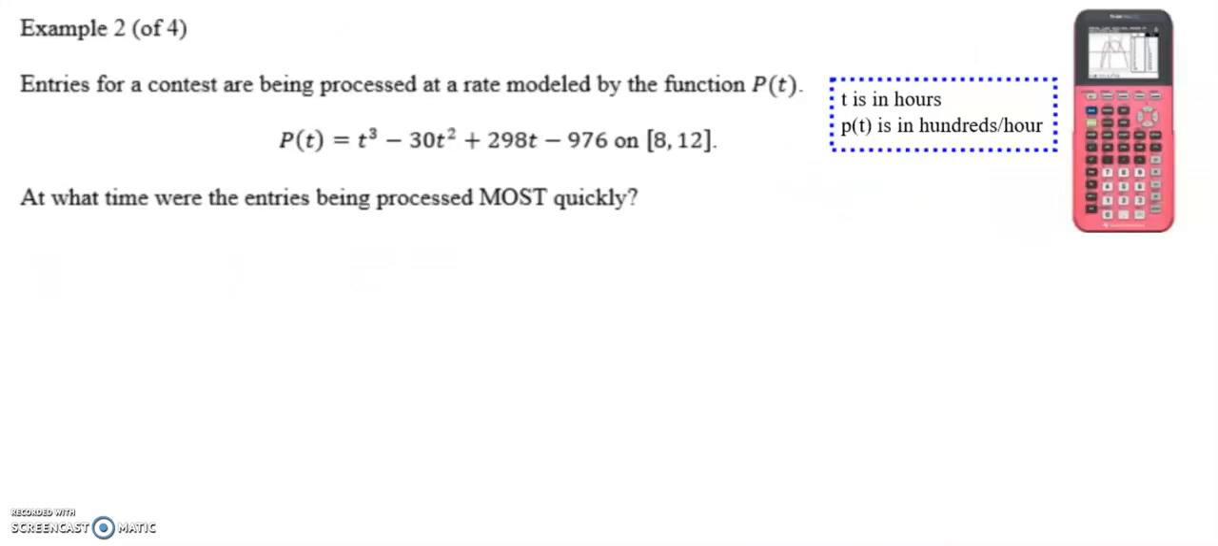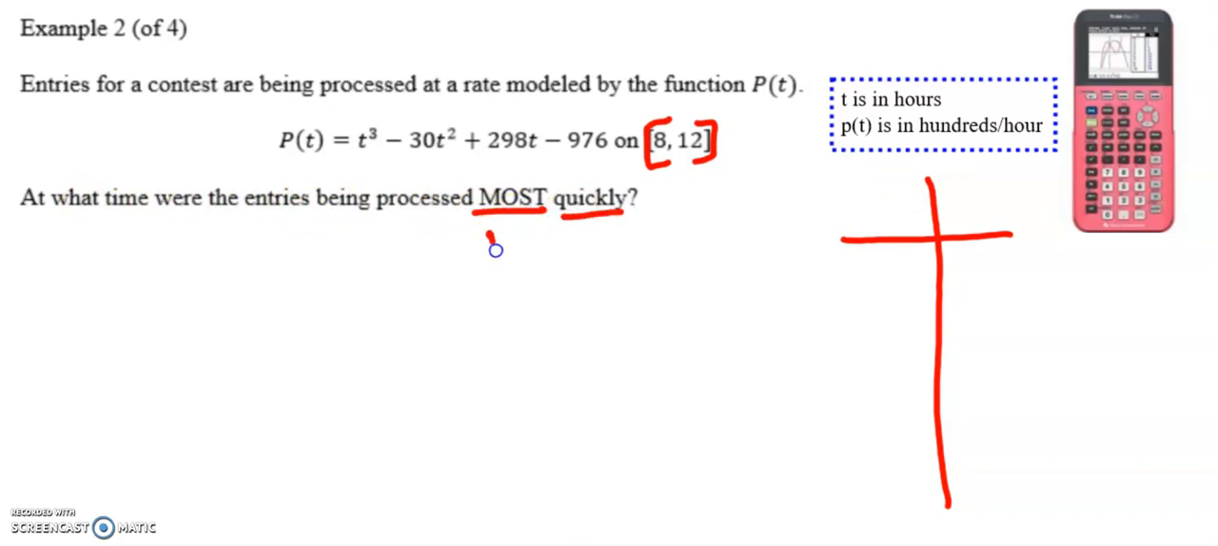All right, one more example. Entries for a contest are being processed at a rate modeled by P of t. We've got this closed interval from 8 to 12, which indicates I'm going to need a candidates test. At what time were the entries being processed most quickly? Well, that would be an absolute maximum. So I'm going to start with time and processing. I know 8 and I know 12. I want you to pause your video and find me the other critical numbers.